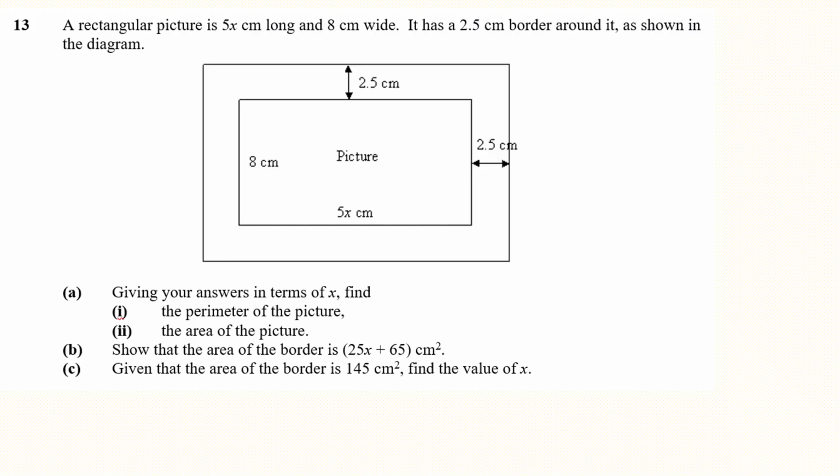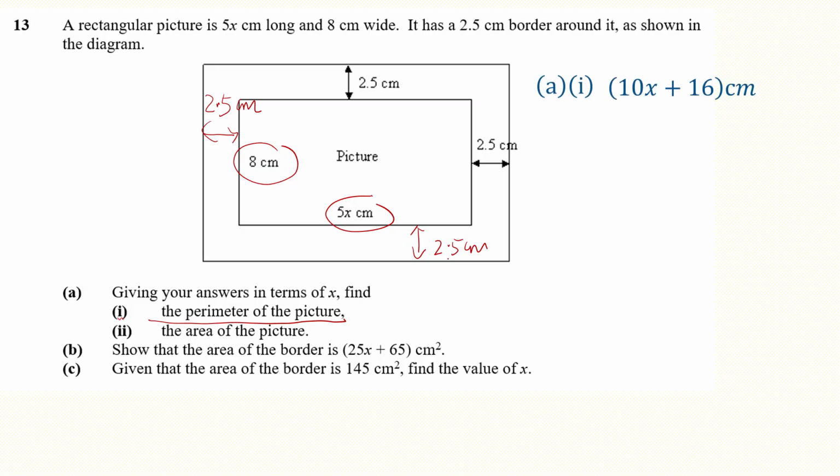The last question comprises a rectangular picture that is 5x centimeters long and 8 centimeters wide. And there's a border of 2.5 around it. For part A, we are asked to find the perimeter of the picture. So perimeter means to find the outline. So basically you just take 8 times 2 plus 5x times 2. So that gives us bracket 10x plus 16 close bracket centimeters, because the unit for measuring perimeter is centimeter.